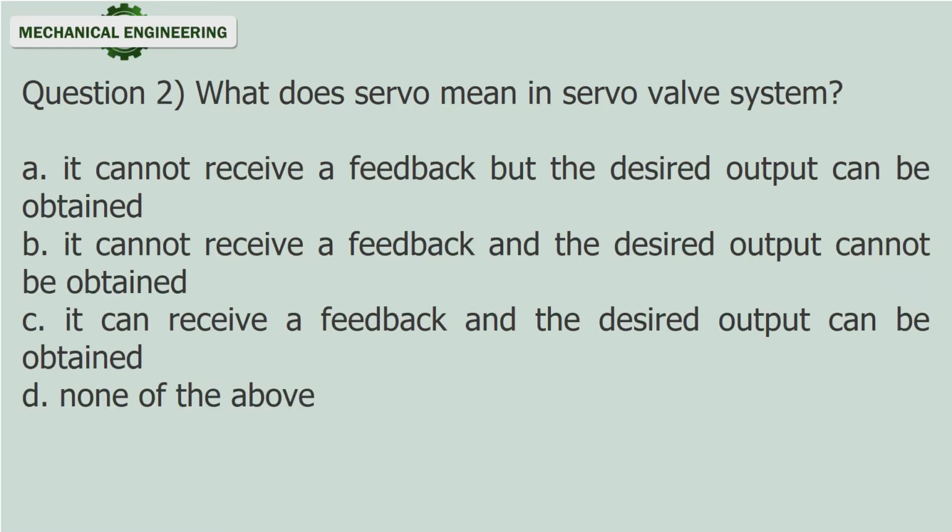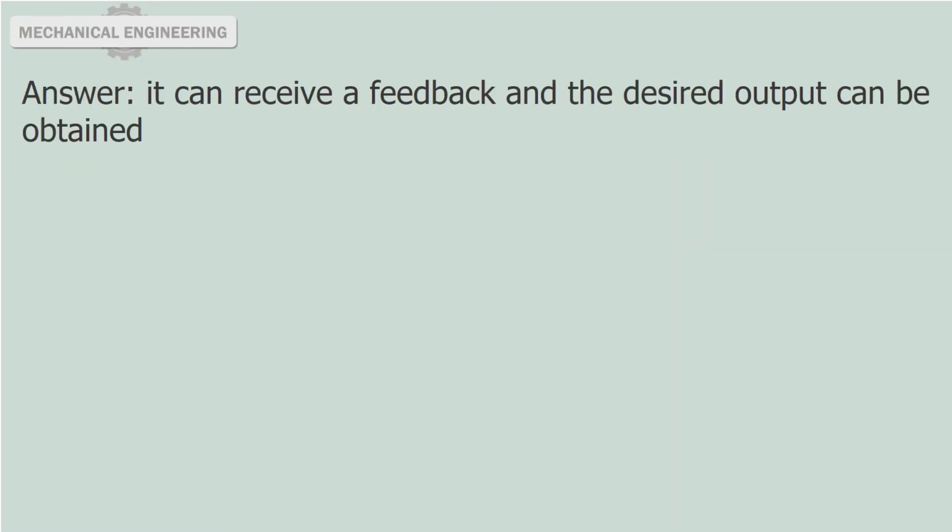Question 2. What does servo mean in servo valve system? A. It cannot receive a feedback but the desired output can be obtained. B. It cannot receive a feedback and the desired output cannot be obtained. C. It can receive a feedback and the desired output can be obtained. D. None of the above. Answer: it can receive a feedback and the desired output can be obtained.